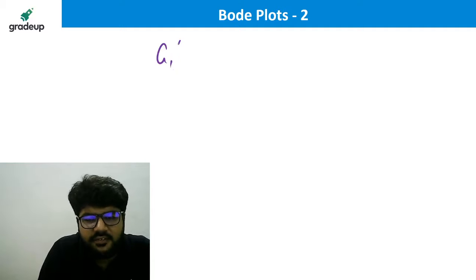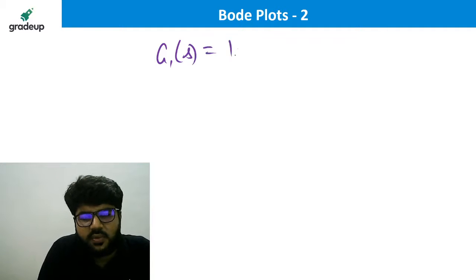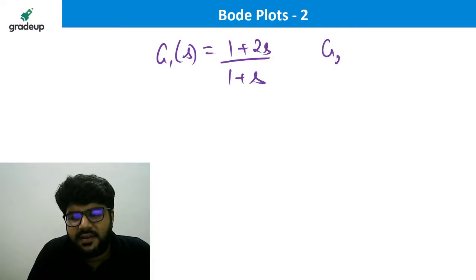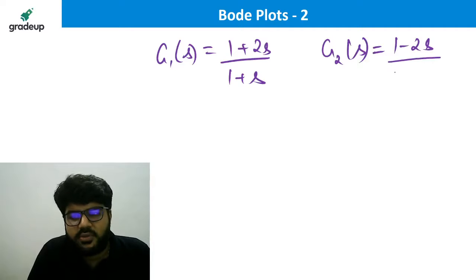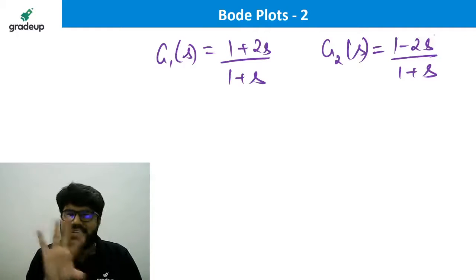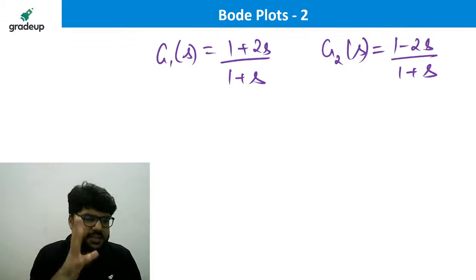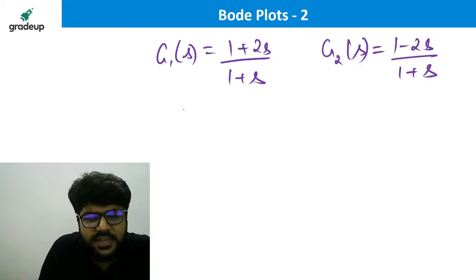So if I take the first one again, G1(s), that was (1 plus 2s) by (1 plus s), and G2(s). Now, coming towards the conclusion. Actually, if in a question you have to identify, then how to identify? The actual concept is a comparative concept. That is why I took the concept first, and then the conclusion is simple.